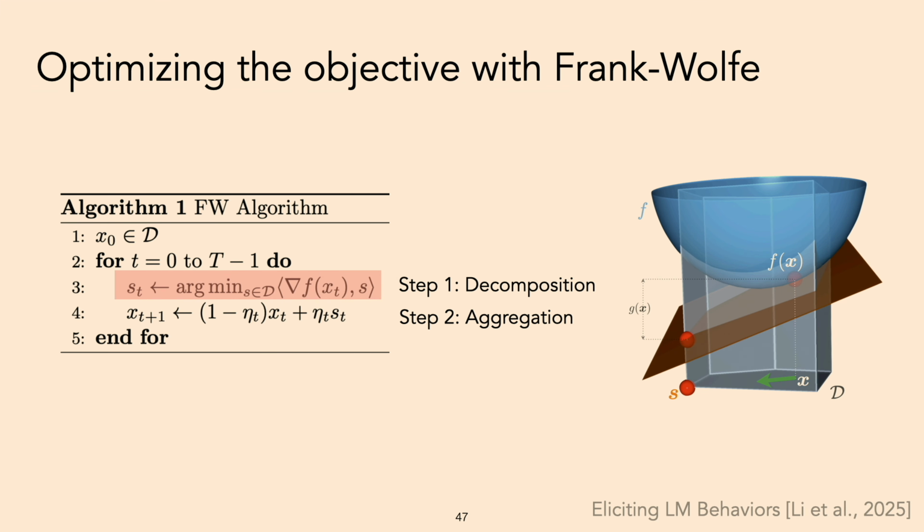So here's a very simple example demonstrating how it works. Suppose that we want to optimize f of x, which is the blue curve. For each iteration, we find the linear approximation of f at the current solution x, which is the brown plane here. And then we solve for the minimizer of this linear approximation, and we obtain the red solution s. Finally, we move x in the direction of s to use this for the next iteration.